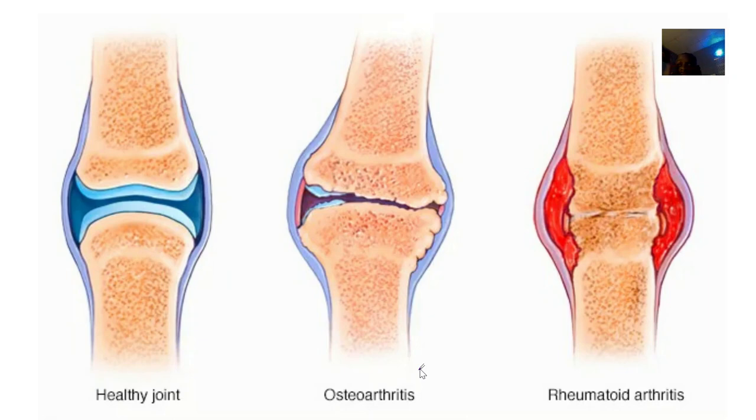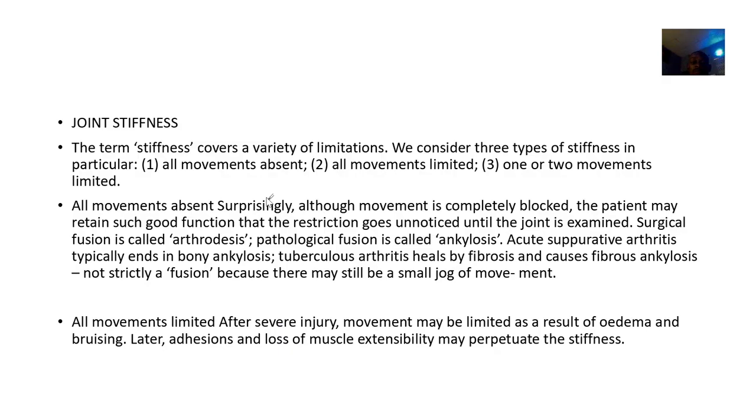Many things that usually cause joint stiffness are usually due to inflammation, or there's wearing out. So for joint stiffness, we said that the term stiffness actually covers a variety of limitations. We consider 3 types of stiffness in particular. Let me say, if you are looking at a patient who is stiff, it could mean that all the movements are basically absent.